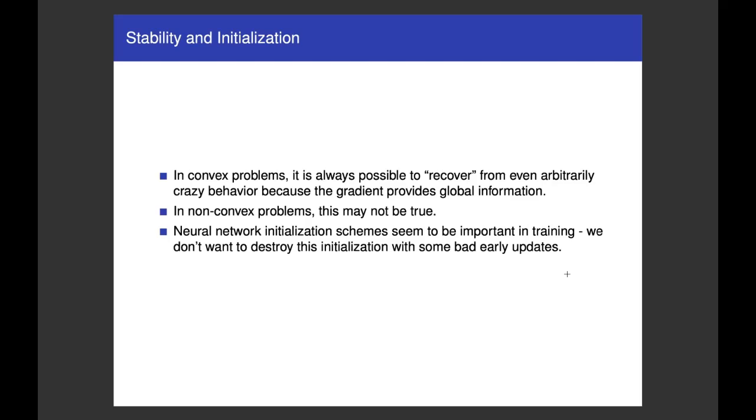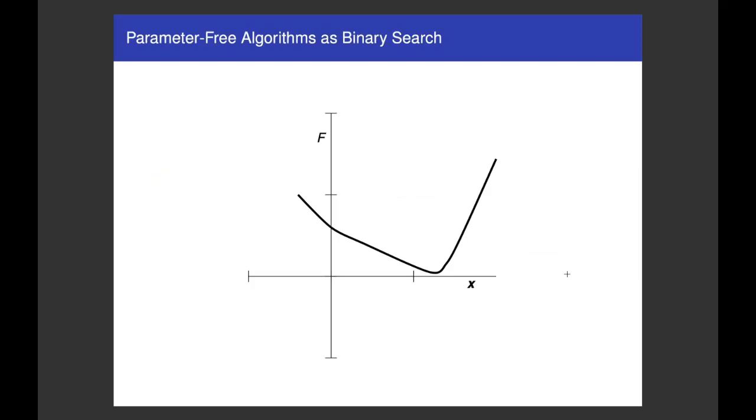Not only that, neural network initialization schemes seem to be very important, right? There are these very carefully tuned ways to set up these networks to start with that seem to help in the optimization procedure. And we don't want to destroy this by making some very aggressive and perhaps bad early updates to our algorithms. So let me illustrate this with a picture. I'm going to describe how parameter-free algorithms work dynamics on a convex setting, and then we'll see what could go wrong in the non-convex world.